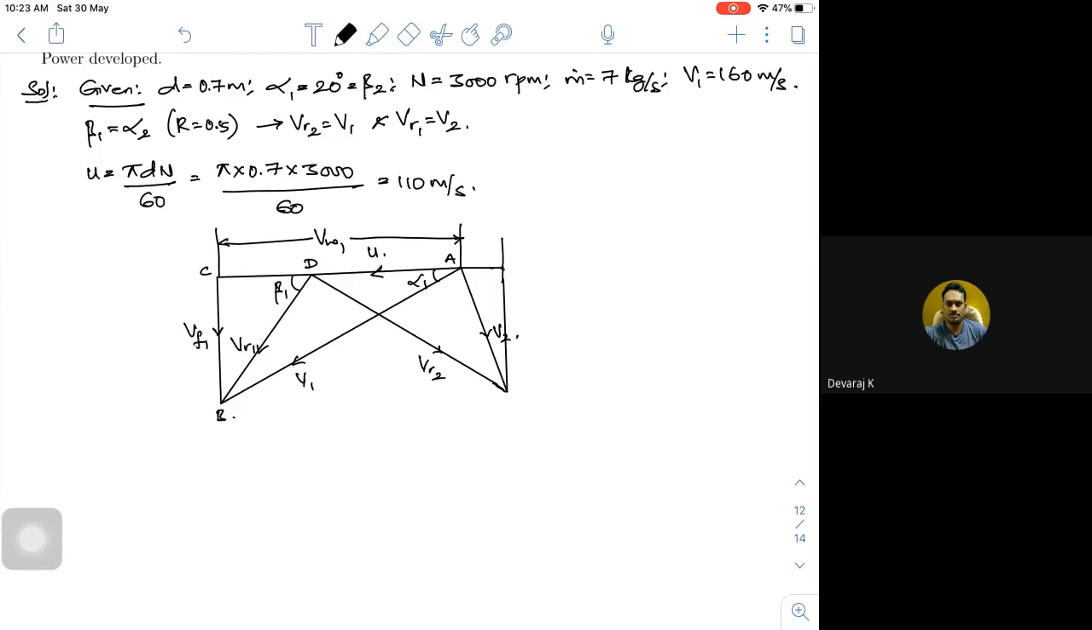So this is my VW2, and this is my VF2. The direction will be in this direction. Okay, I got all the components. If you draw it to the scale, you will be getting exactly a mirror image of it.